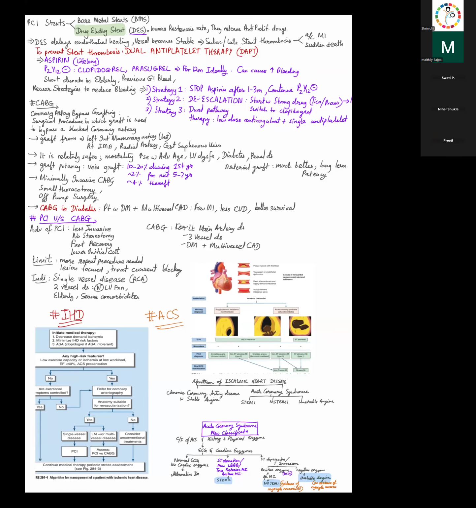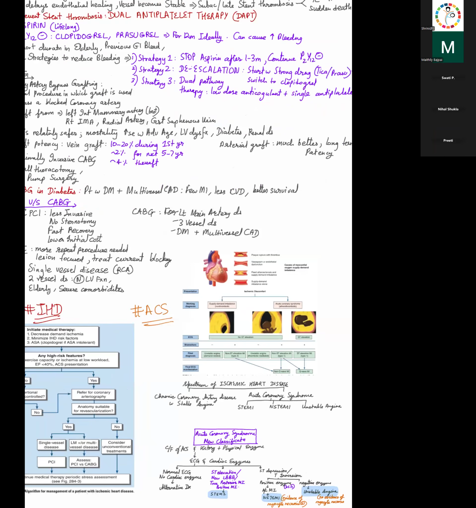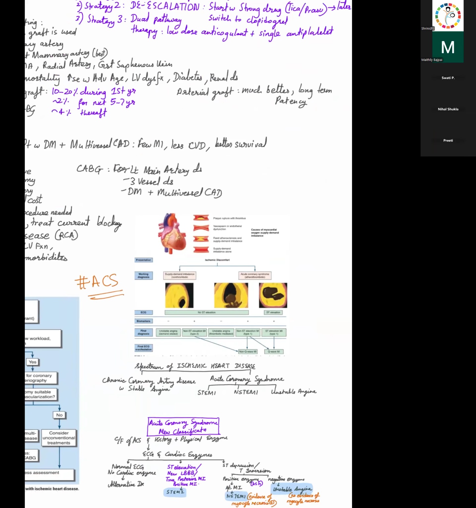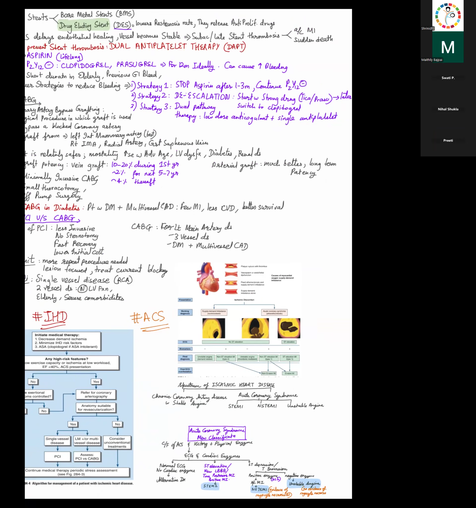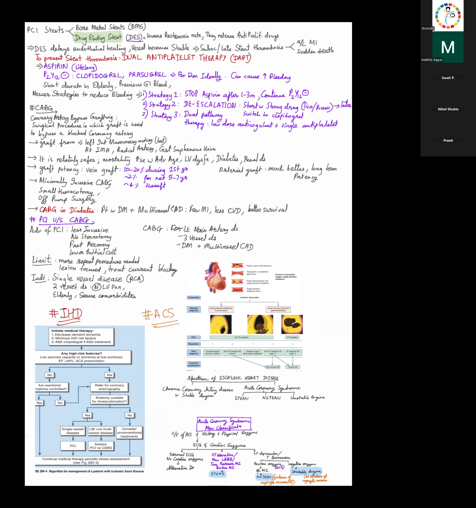So ischemic heart disease, as we have mentioned in the past class, is a spectrum of disease. It can be classified into chronic coronary artery disease and acute coronary syndrome, which includes STEMI, NSTEMI, and unstable angina. First, we'll ask the clinical features, take the history, and do the physical examination. Then we'll do ECG and cardiac enzymes.